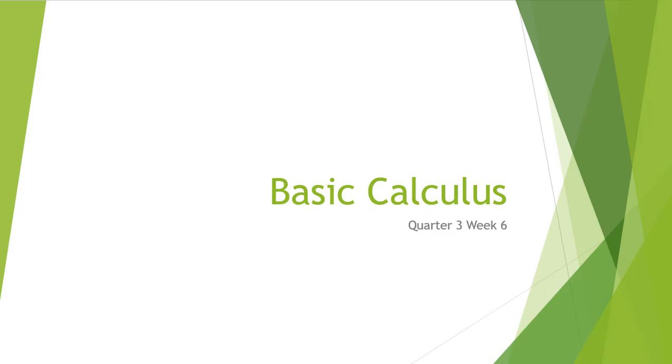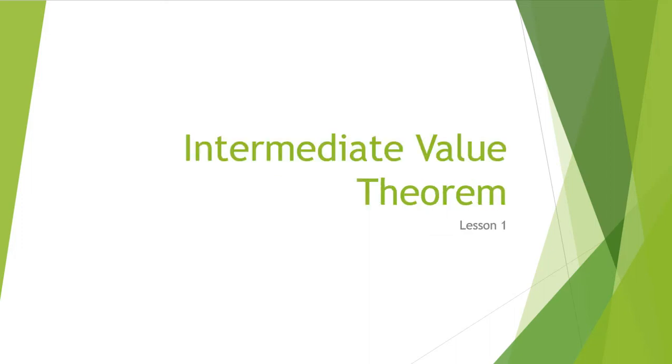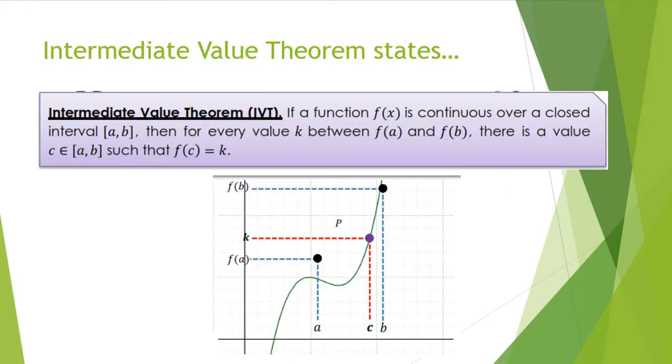Okay, our lesson 1 is about the intermediate value theorem or IVT. IVT states that if a function f of x is continuous over a closed interval a comma b, then for every value k between f of a and f of b, there is a value c on interval a comma b such that f of c is equal to k.